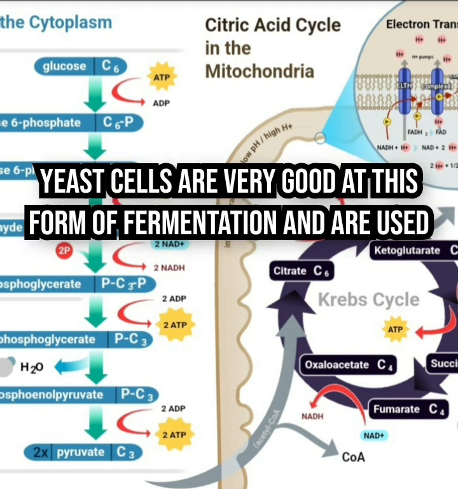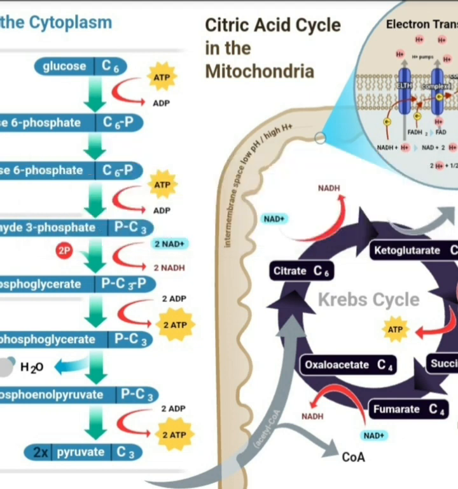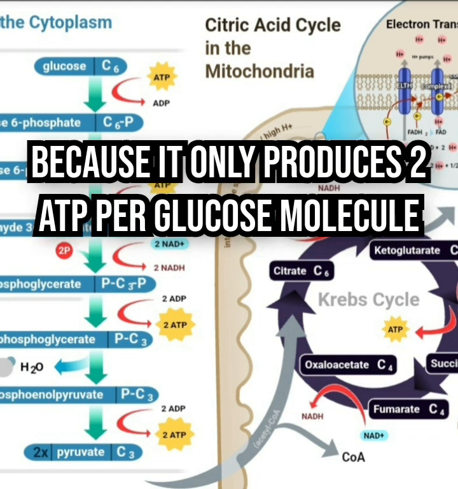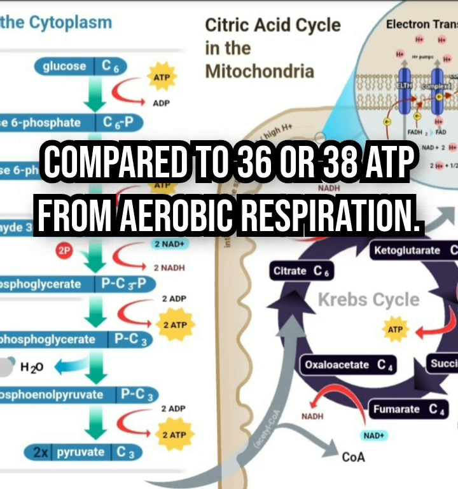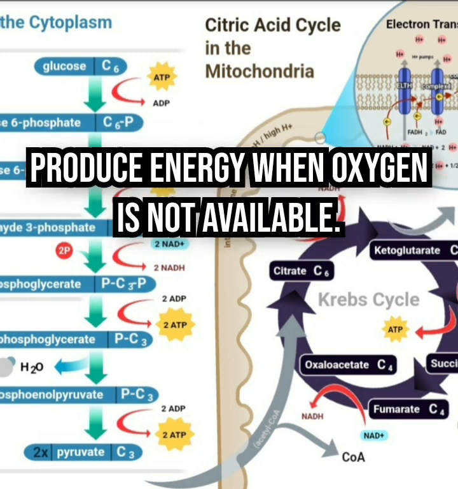Yeast cells are very good at this form of fermentation and are used by brewers and distillers to create alcoholic beverages. Fermentation is less efficient than aerobic respiration because it only produces 2 ATP per glucose molecule compared to 36 or 38 ATP from aerobic respiration. However, it allows some organisms to survive and produce energy when oxygen is not available.